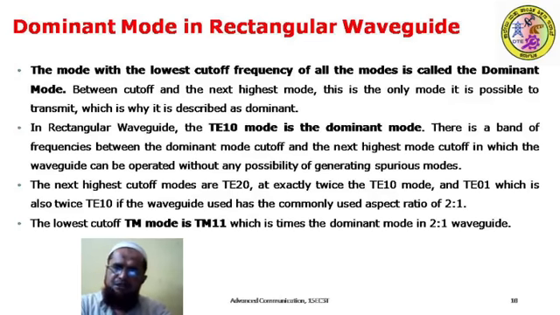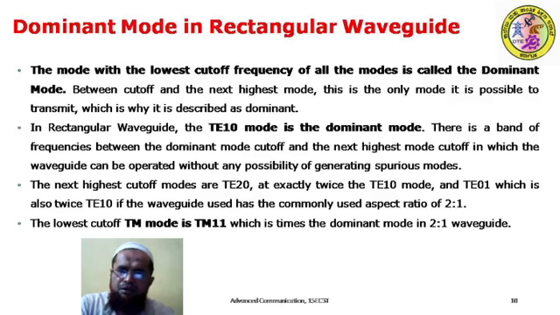The next highest cutoff modes are TE20, which we have seen in rectangular waveguide. Two complete halves, one complete cycle in horizontal walls, and zero electric field in vertical walls, that is the b wall of the rectangular waveguide, which we call TE20. The next higher cutoff modes are TE20 at exactly twice the TE10, and TE01, which is also twice the TE10, if the waveguide has the commonly used aspect ratio of 2:1.